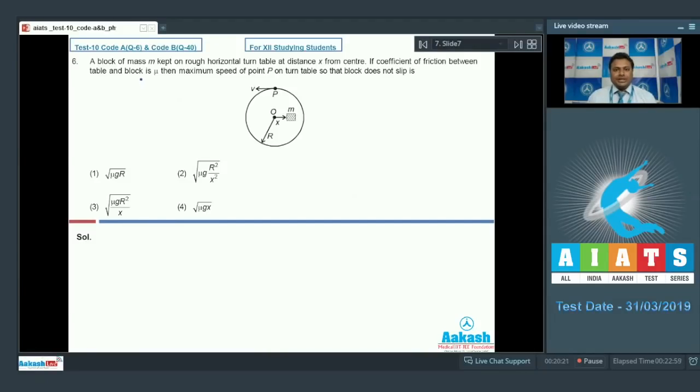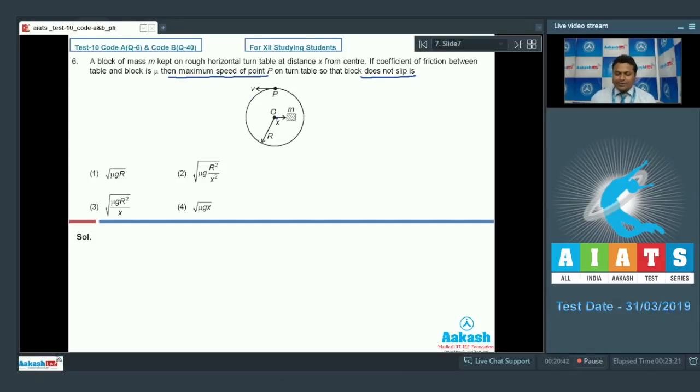So here is question number 6. A block of mass small m kept on a rough horizontal turntable at a distance x from the center. If coefficient of friction between table and block is mu, then maximum speed of point P on turntable so that block does not slip. See, we have to calculate the maximum speed.